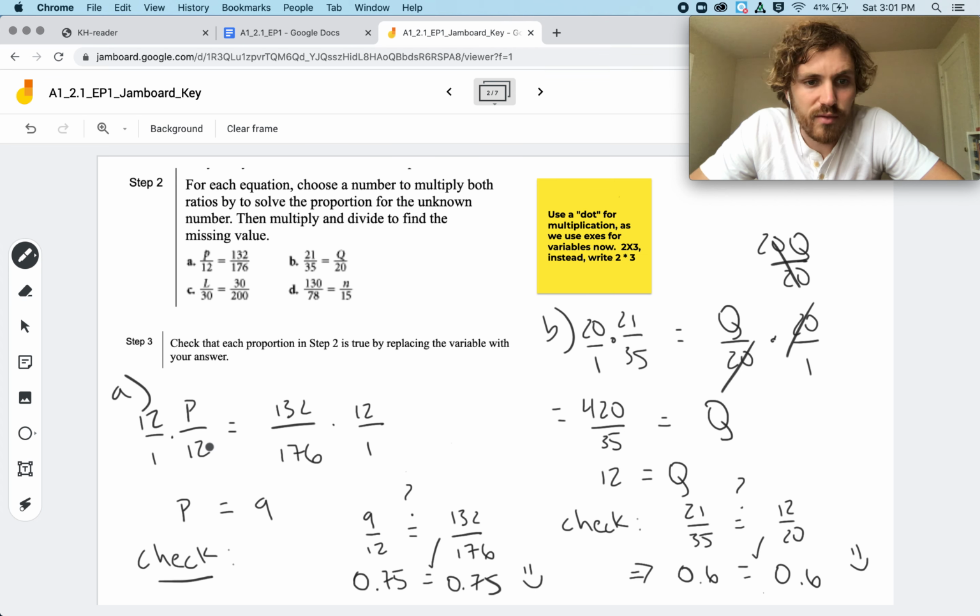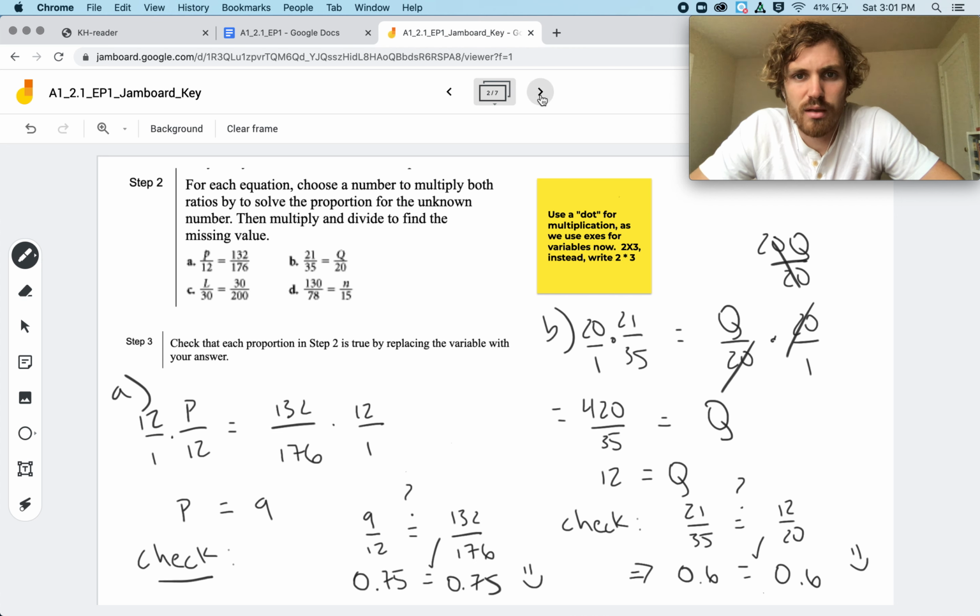So since P is divided by 12, we multiplied both sides by 12. Since Q is divided by 20, we multiplied both sides by 20. And I think it's nice to multiply by 12 over 1 and 20 over 1. It just helps me be a little bit clearer with my mathematics.